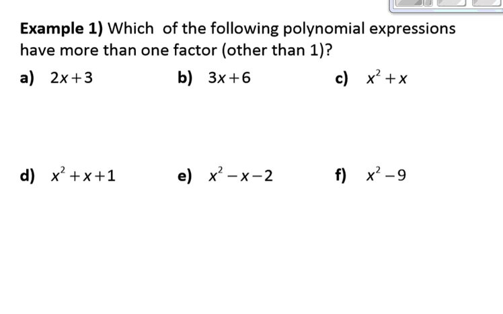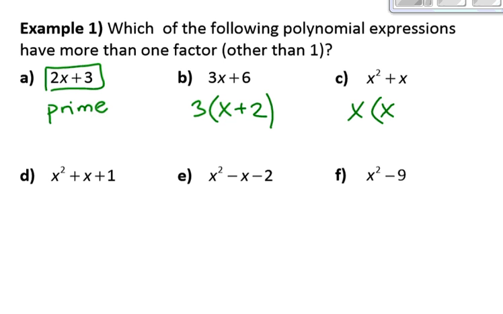So for part A, is there anything that can factor out of 2x and 3? No, 2x and 3 have nothing in common, so this is what's called prime. Okay, so its only factors are 1 and itself. For part B, we have factors of 3x and 6. The common factor is 3. So when we factor out a 3, we get x plus 2. So 3x plus 6 would break down into the factors of 3 and x plus 2. For part C, we can take out an x, so then we have x plus 1. So those are those factors.